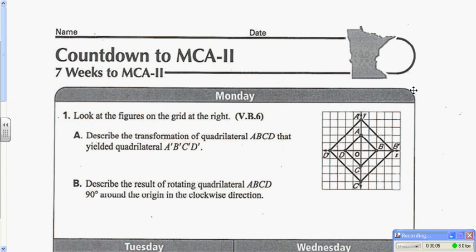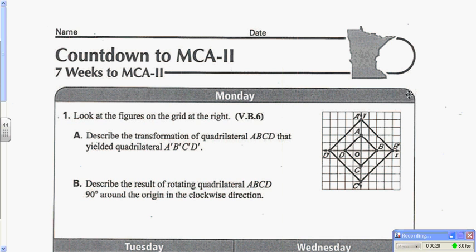Here begins week 4 quiz, which is 7-week countdown. Number 1 says look at the figures on the right, on the grid at the right.